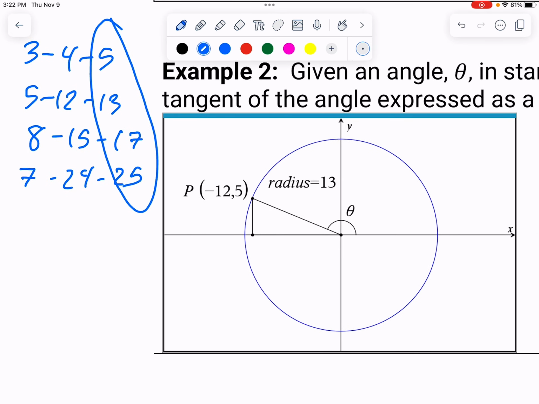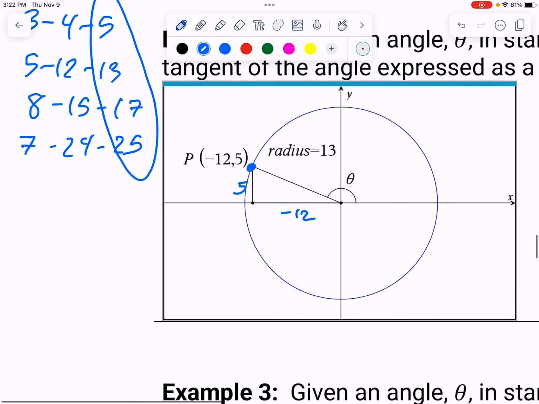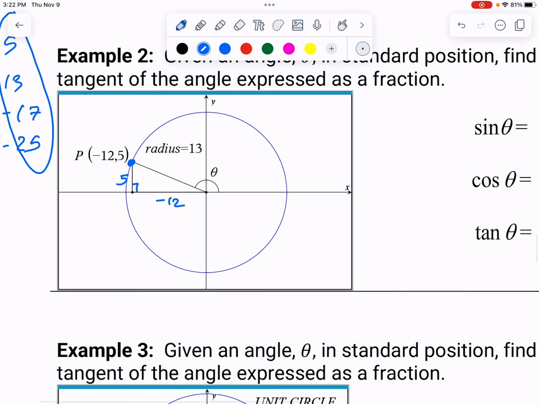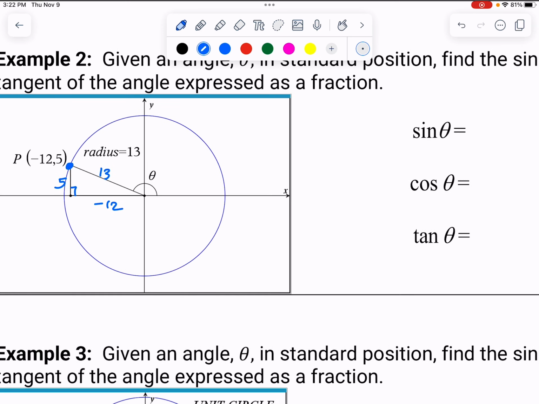So had I written this problem, I would not have included the radius. I would have told you the coordinates of this point are negative 12, 5, so we went over 12 and up 5. In this case, the sides of a triangle won't be negative, but the coordinates will be, depending on which quadrant. And so we can have negative sines and cosines and that kind of stuff. So here's our little right triangle. This has a radius of 13, and it's a 5, 12, 13 triangle.